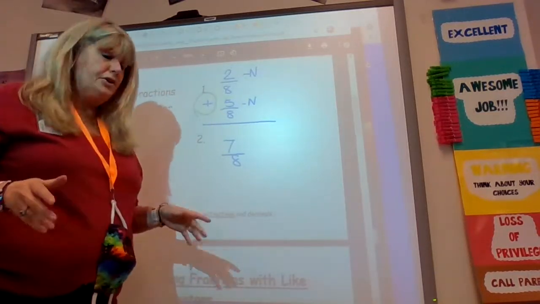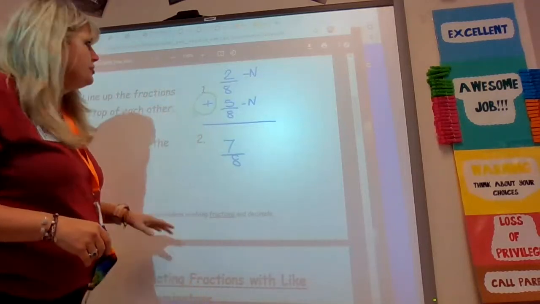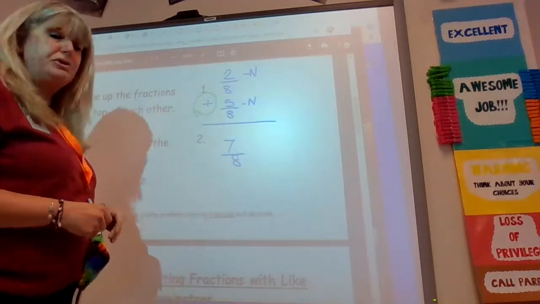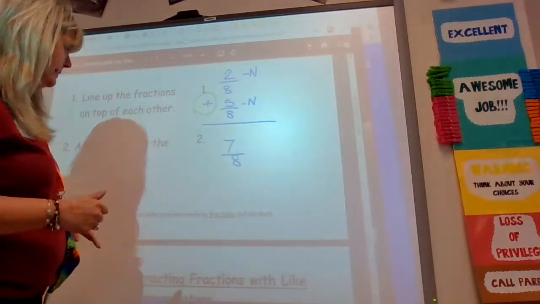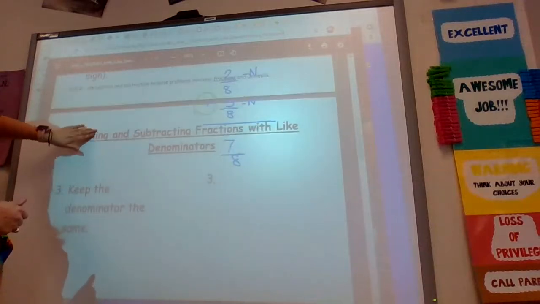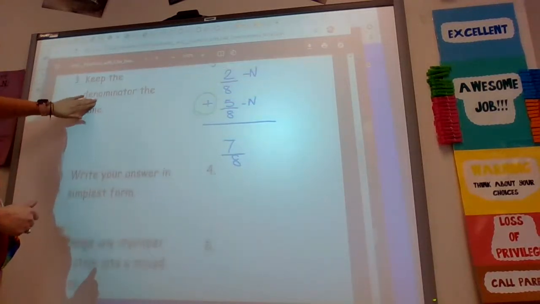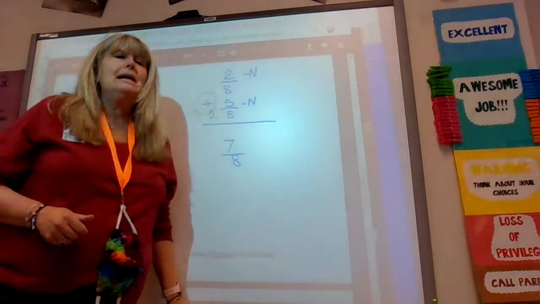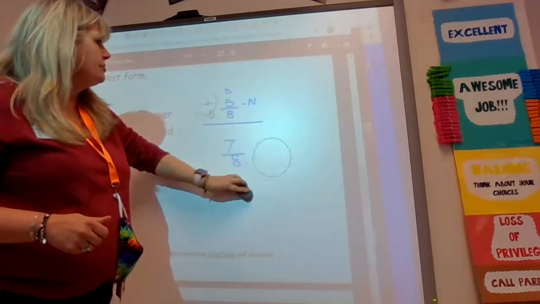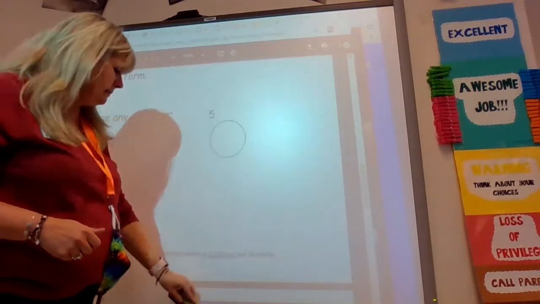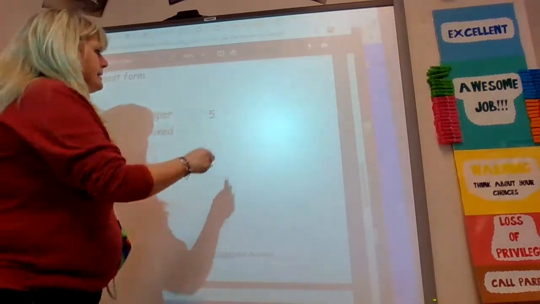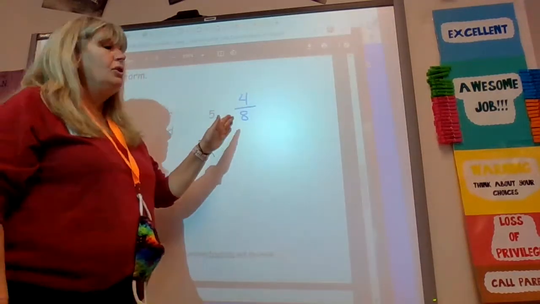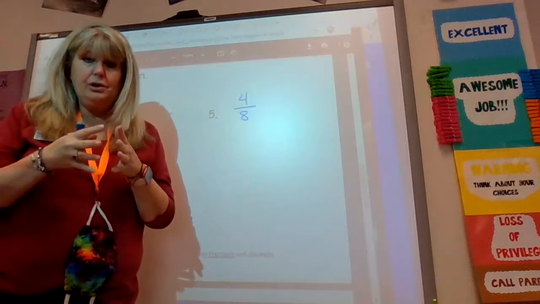Another way that you can write this out is you can put 2 plus 5 off to the side and 7, and remember to bring it down to the 7/8. So you keep the denominator the same, and you write your answer in simplest form. In other words, if your answer was 4/8, writing it in simplest form would take it down to the smallest fraction you can get it.